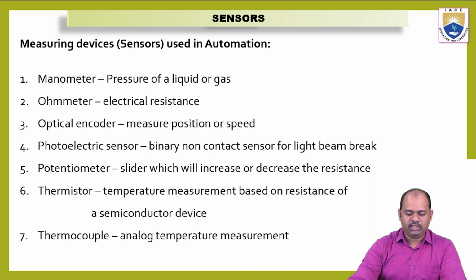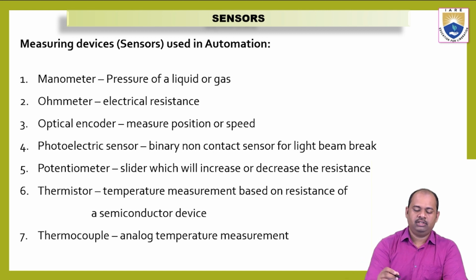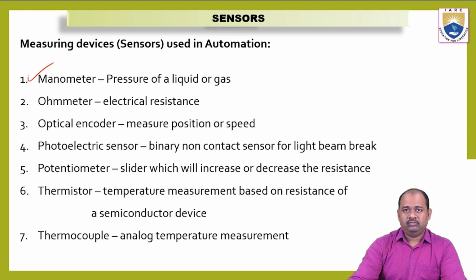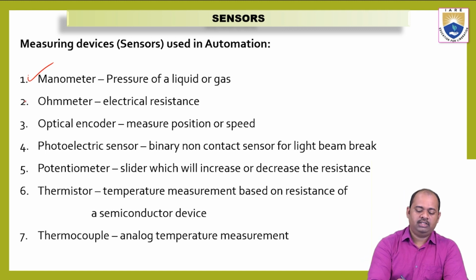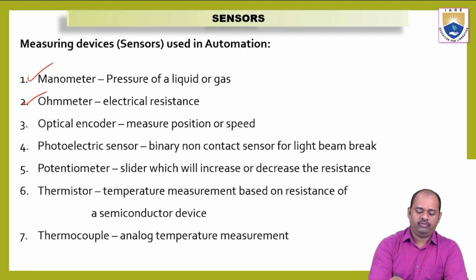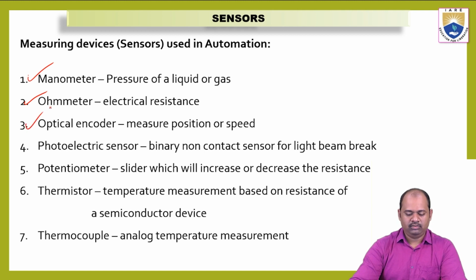So some other sensors are there before going into actuators. Like we have manometer. So manometer is a device which is very commonly used in measuring the pressure, where we can measure pressure of the liquid or gas. And then second one is ohm meter, which will calculate the electrical resistance.